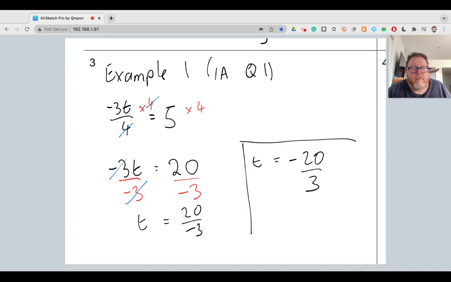And whether that negative applies to the top number, 20, or applies to the whole fraction, 20 over 3, negative, it doesn't really matter. But having a negative denominator is not really the done thing. Okay, so just keep that in mind. If the top or the bottom is negative, then the whole thing is negative. If both the top and the bottom are negative, then the whole thing is positive. We know that, right? Negative divided by negative is a positive.